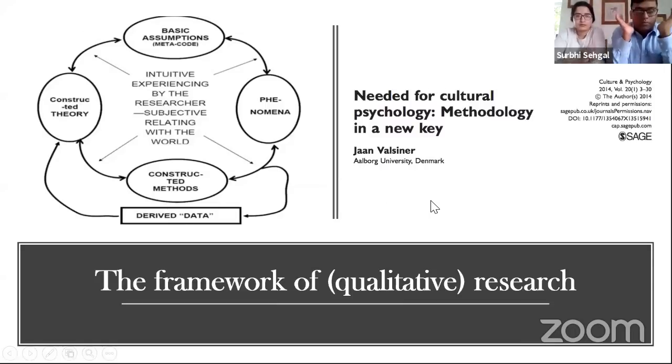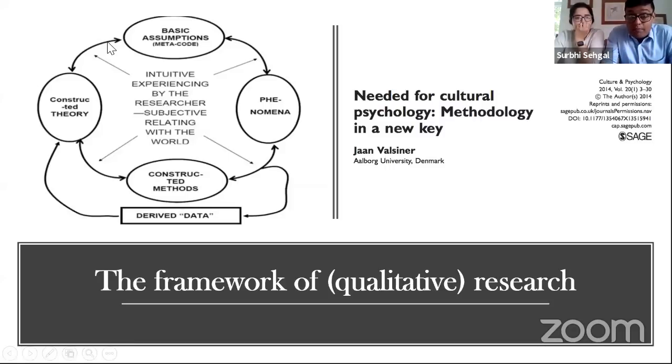Right. So let me start off by talking in terms of what the framework of any research is, qualitative or quantitative. This paper, which Jan Valsiner has penned, is a beautiful paper. Valsiner frames it in terms of these little boxes that you see in the diagram on the left-hand side: any process of research, qualitative or quantitative, has these different things going on.